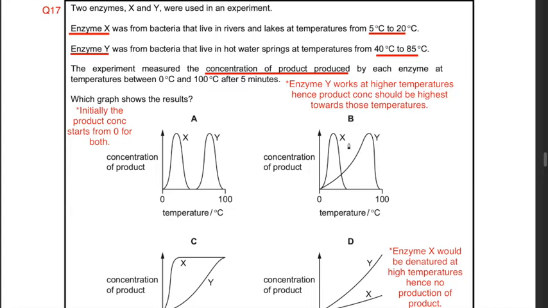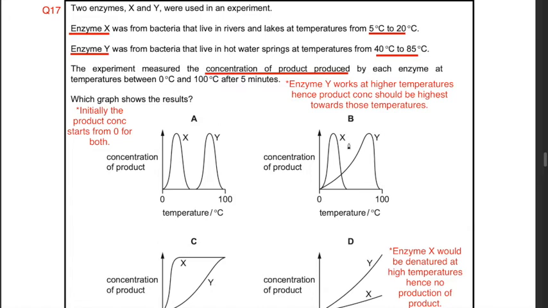Keywords over here are concentration of product produced upon temperature. Therefore, since they are asking which graph shows the results, enzyme X works at relatively lower temperature than enzyme Y, as enzyme Y works at around 40 to 85 degrees Celsius. Therefore, product concentration will be steepest at temperatures towards that range, that is at higher temperature ranges. And if you go to the answers A, B, C and D, answer A is incorrect because for Y at 0 degrees Celsius the concentration of product should be 0, not in between. Therefore, A is incorrect.